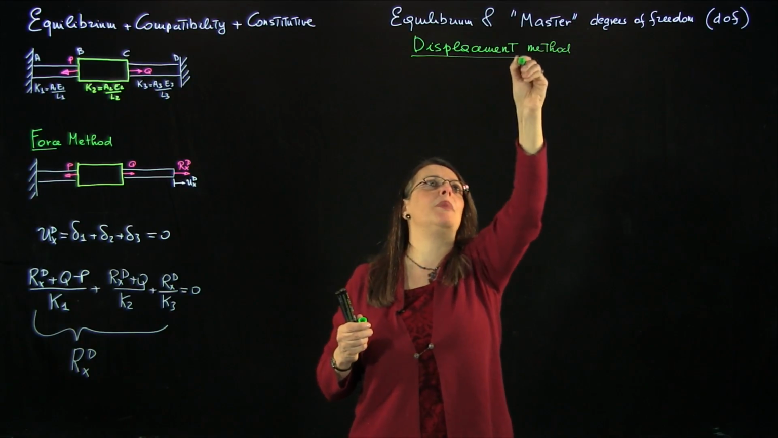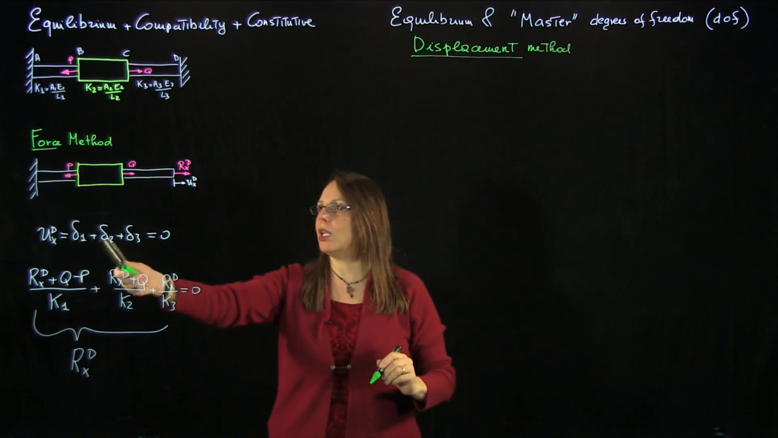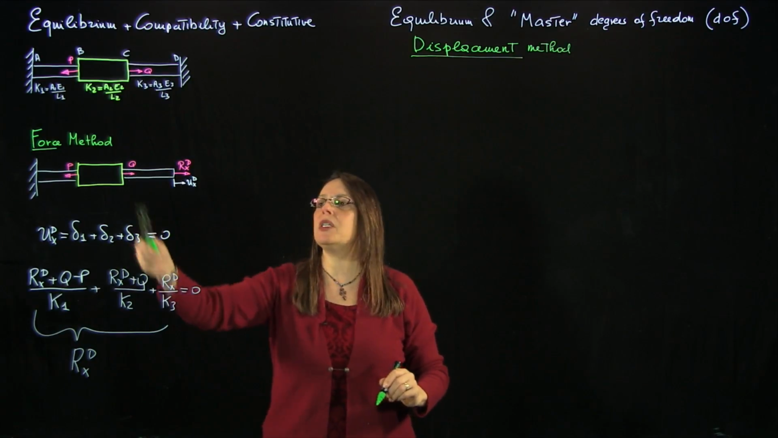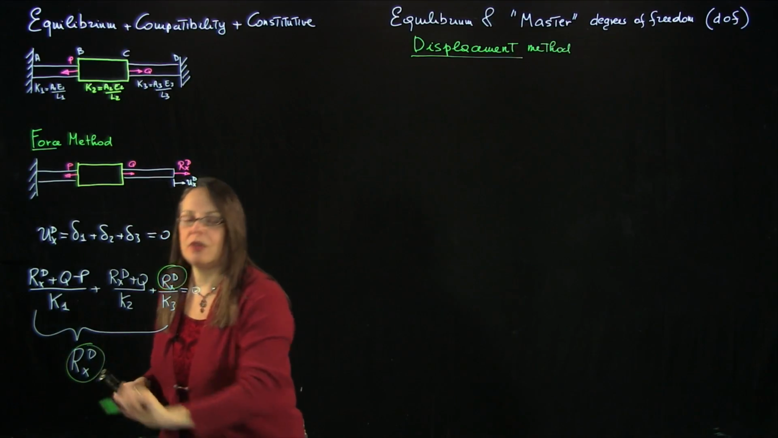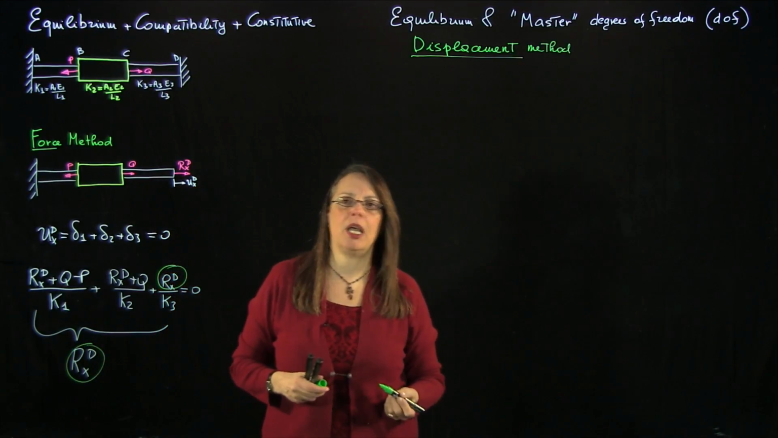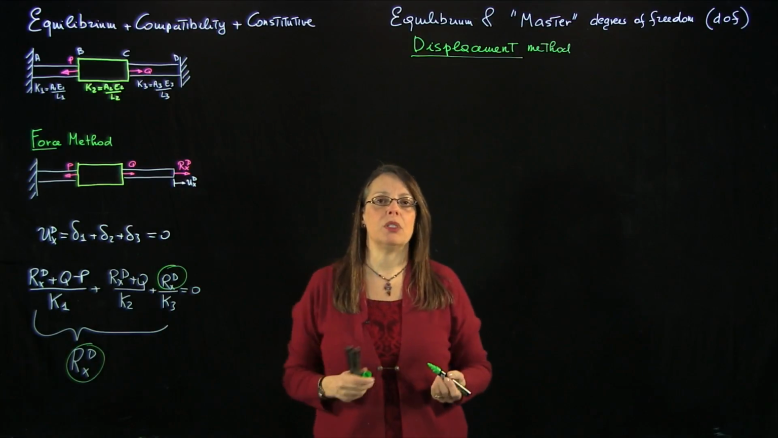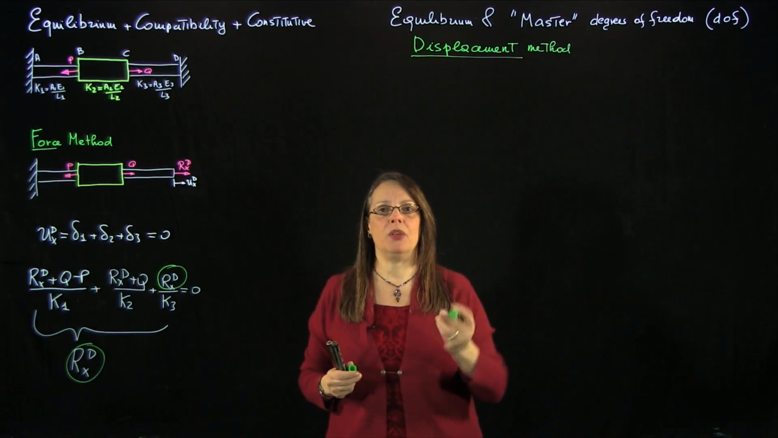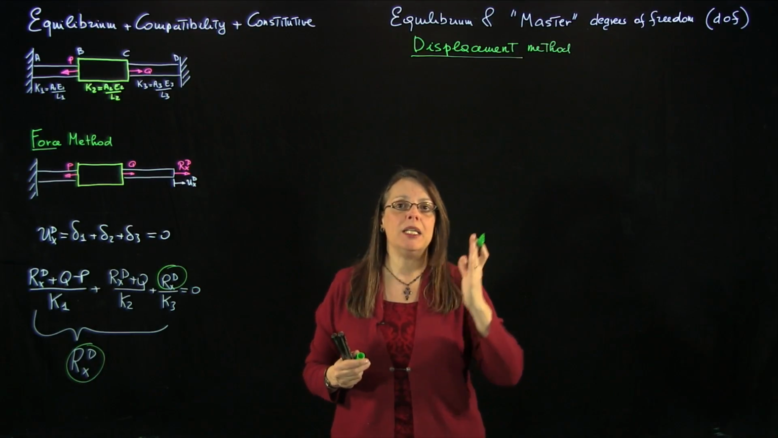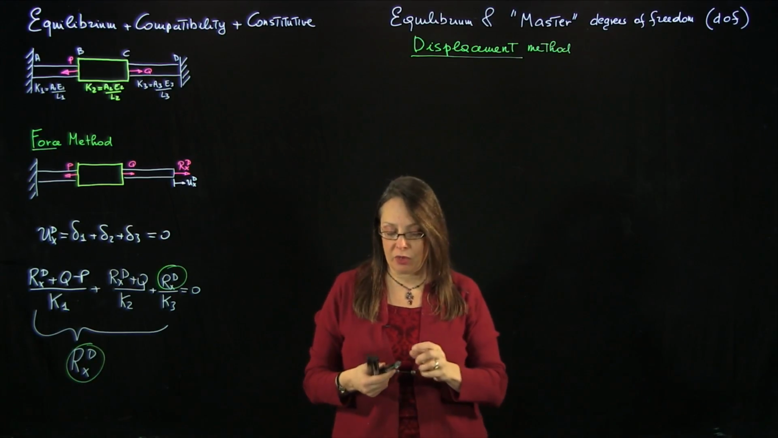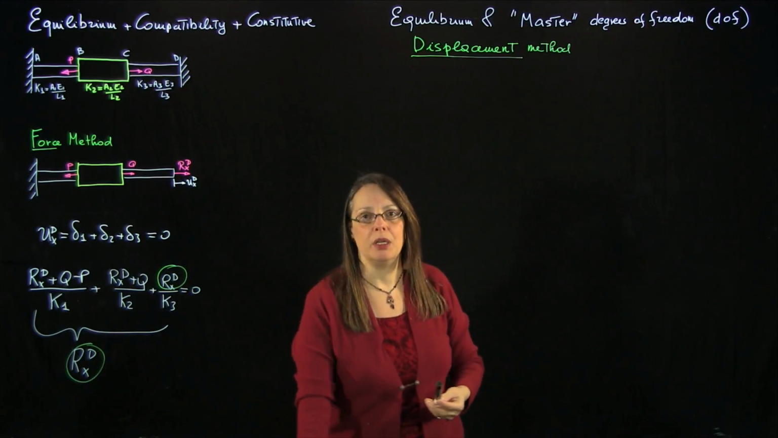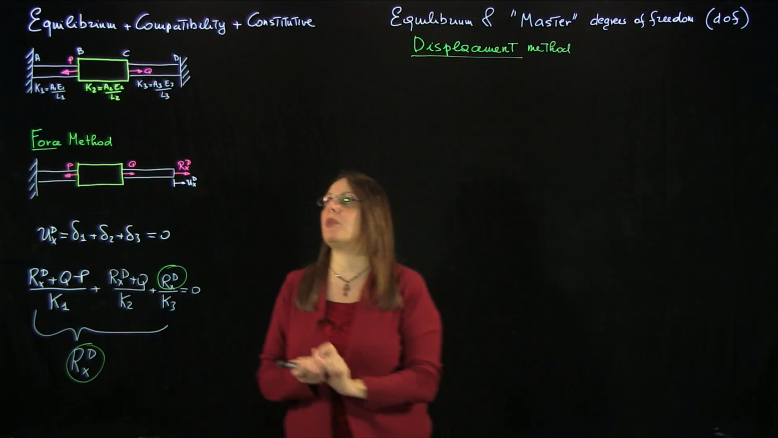So this is called the displacement method for the same reason that that's called the force method. In the force method, my unknown is the extra force, the redundant reaction at one of the walls. In the displacement method, my main unknowns are displacements. So which displacement? The master degrees of freedom of the system. So if I look at this system here, what are the master degrees of freedom of the system?